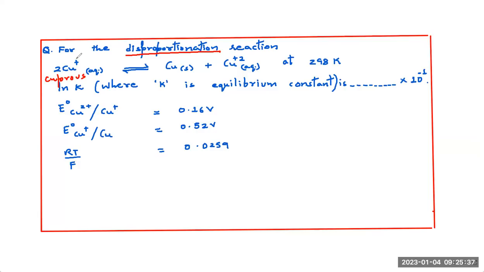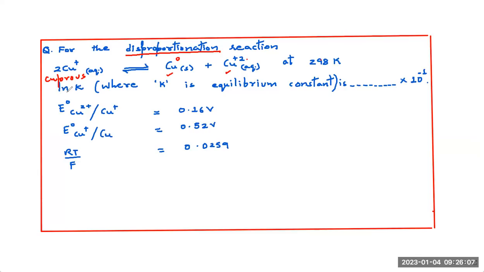One of the cuprous ions becomes from +1 to 0, that is reduction. And another cuprous ion from +1 to +2, that is oxidation. So the same cuprous ion is undergoing reduction as well as oxidation. Hence, this is a reaction showing disproportionation at 298 Kelvin.